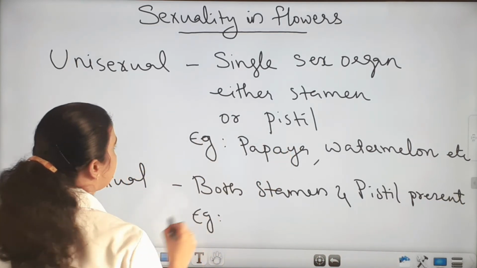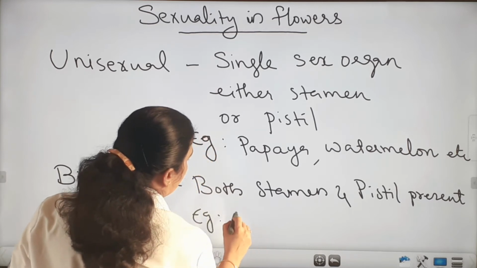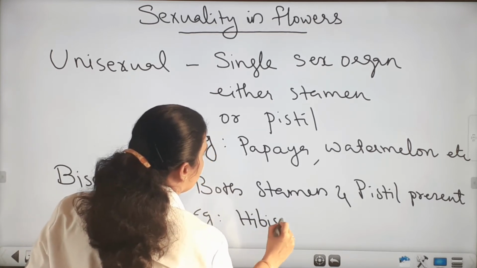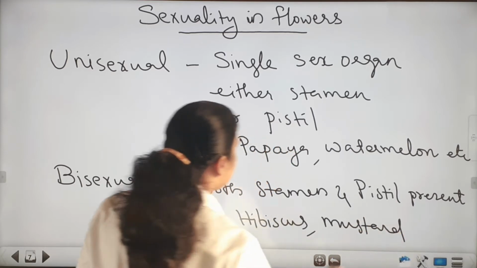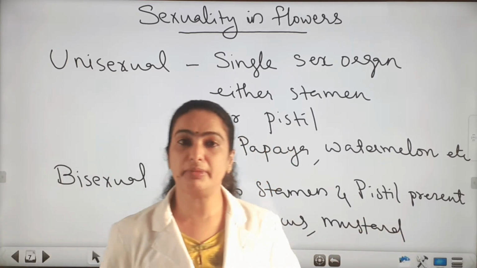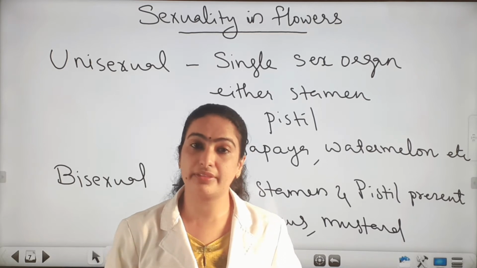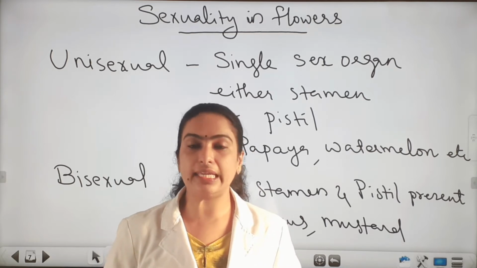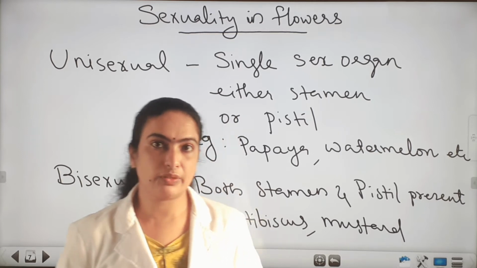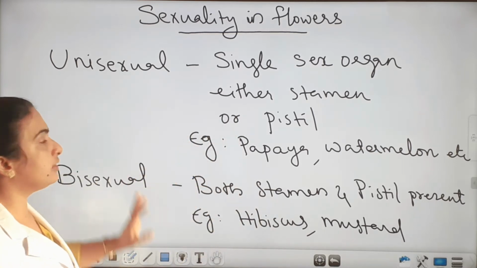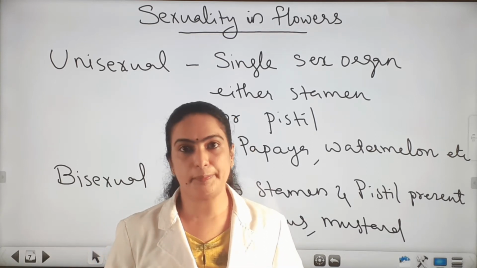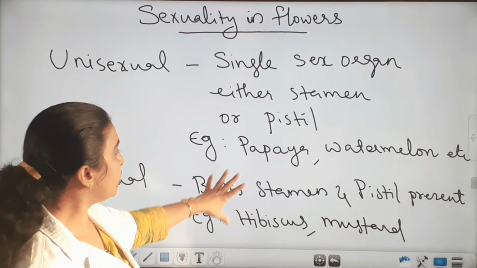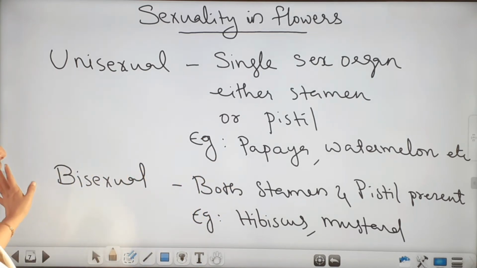Example for bisexual flower, hibiscus or shoe flower, mustard, etc. Can you say example for bisexual organism? That means male sex organ and female sex organs are there in a single organism. Leech, earthworm, etc. Okay. But in human beings, they are having only one sex organ. So, unisexual organism or animal. So, this is example for unisexual and bisexual plants. Is it clear about the sexuality?